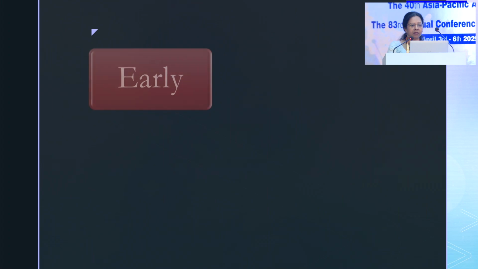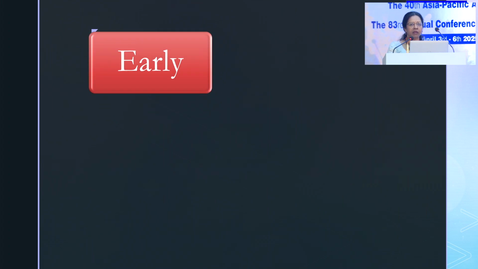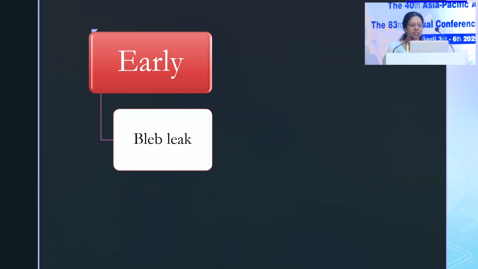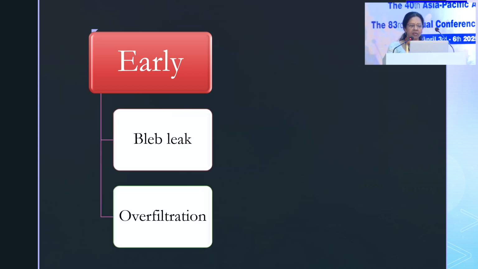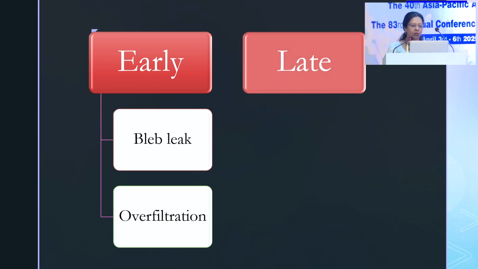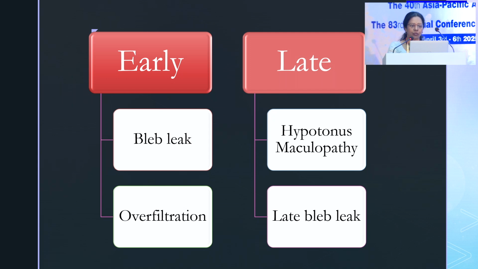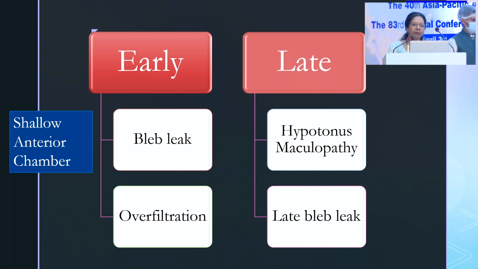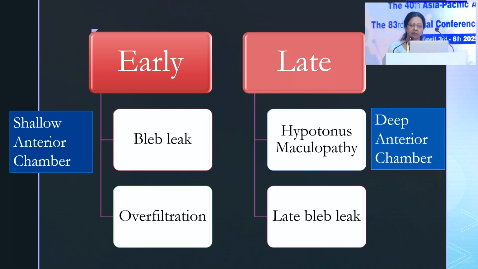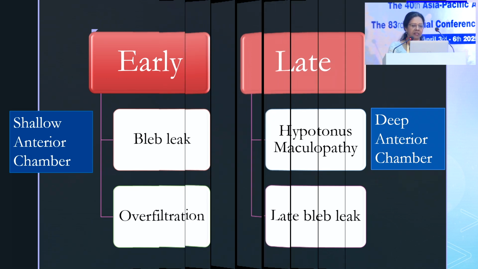So first, how do you know it's early hypotony? Hypotony which occurs within the first 2 weeks you call early hypotony, and the most common causes are bleb leak and overfiltration. Late hypotony is that occurring after 2 weeks, and the most common conditions related to late hypotony are hypotonous maculopathy and late bleb leak. In early hypotony, the chamber is shallow, whereas in late hypotony, the chamber most of the time is deep or normal.